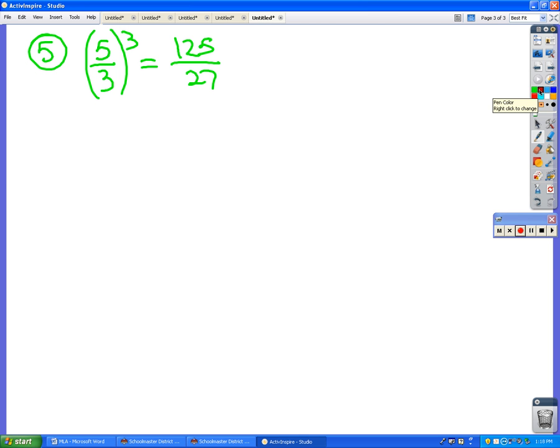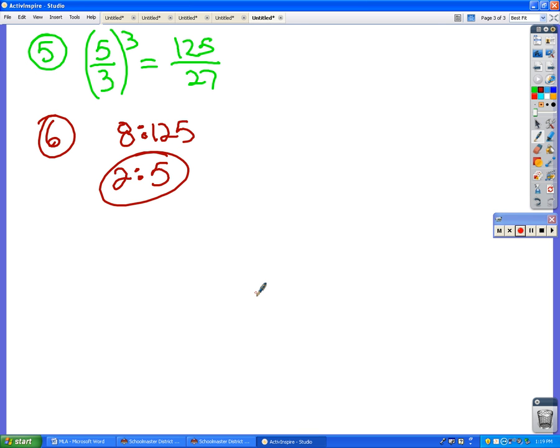Number 6 is the same thing, but go backwards. Number 6 says the ratio of the volumes is 8 to 125. What is the ratio of their heights? So you have to cube root: the cube root of 8 is 2, and of 125 is 5. So if they tell you the ratio of the sides and you want the ratio of the volumes, you need to cube it. If they give you the ratio of the volumes and you want the ratio of the sides, you need to cube root it. And I'm guessing 7 is the one where we have to do both.